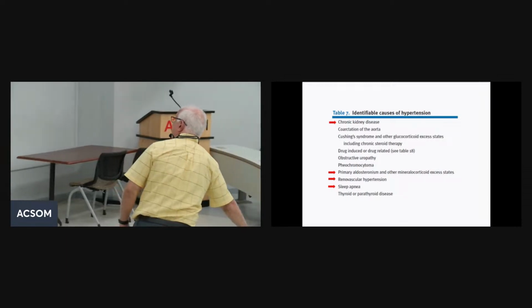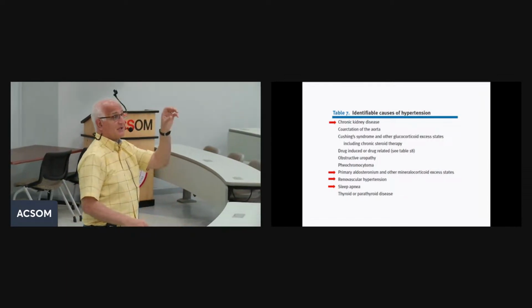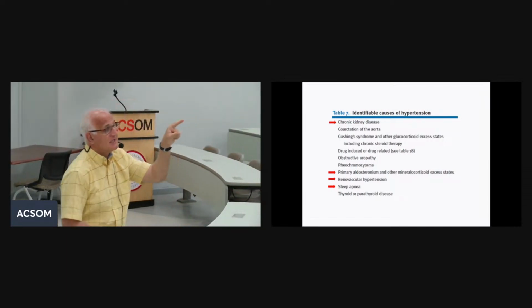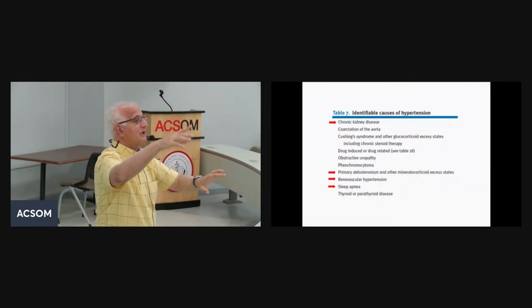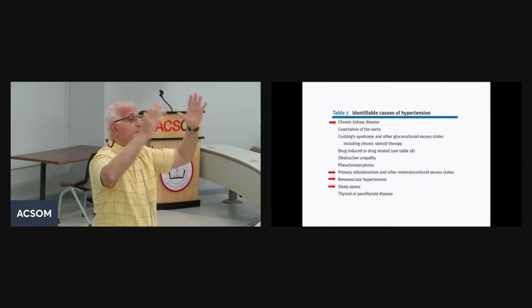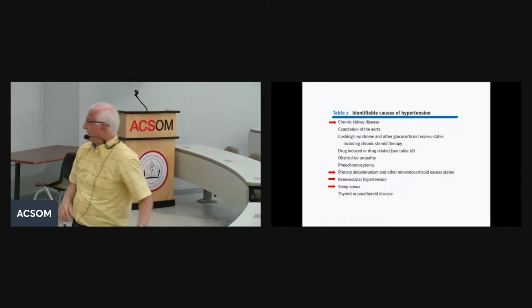Okay. So in renovascular hypertension, the narrowing of the renal arteries, not enough blood going to the kidney, RAS is triggered. Renin, angiotensin, aldosterone, sympathetic nervous system. The blood pressure goes through the roof.